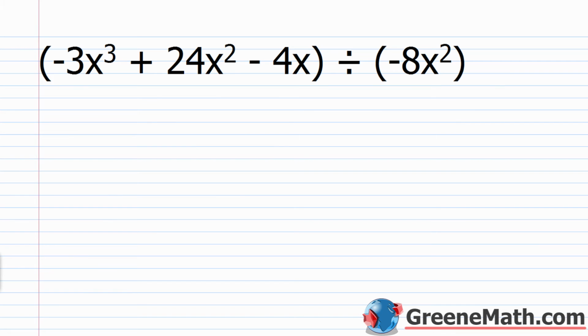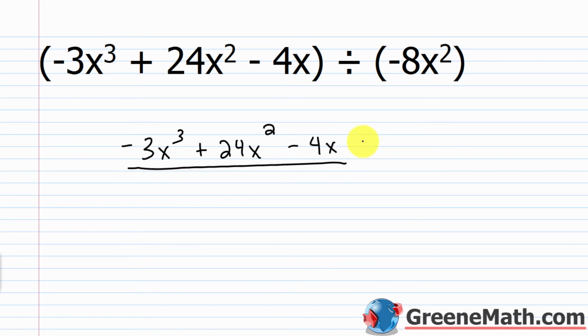All right, let's take a look at another one. We have negative 3x cubed plus 24x squared minus 4x, and then we're dividing by negative 8x squared. So I'm going to take negative 3x cubed plus 24x squared minus 4x. This is going to be my numerator, right? That's the dividend. And I'm dividing this by the divisor. That's going to be my denominator, negative 8x squared.